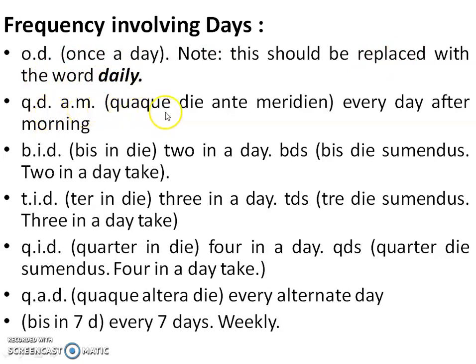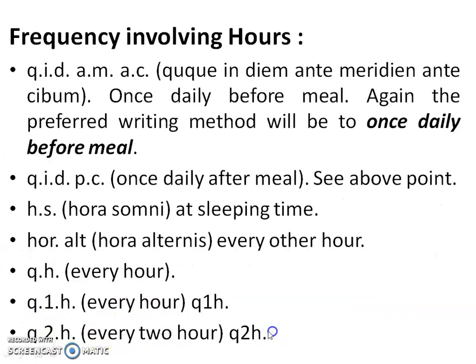QD, quaque die, every day; BID, bis in die, 2 in a day; BDS, bis die sumendus, 2 in a day take; TID, ter in die, 3 in a day; TDS, ter die sumendus, 3 in a day take; QID, quater in die, 4 in a day; QDS, quater die sumendus, 4 in a day take; QAD, quaque altera die, every alternate day; bis in 7D, every 7 days, weekly.